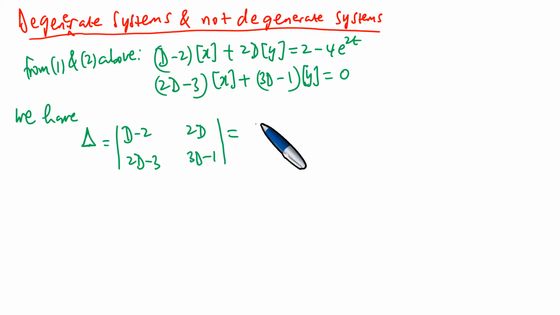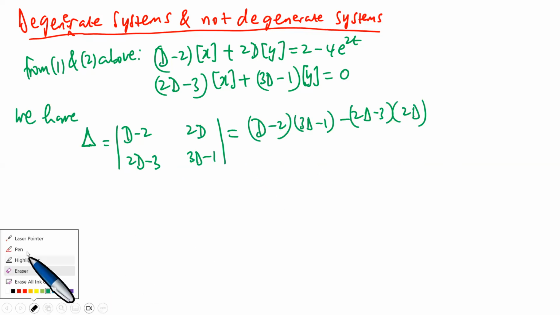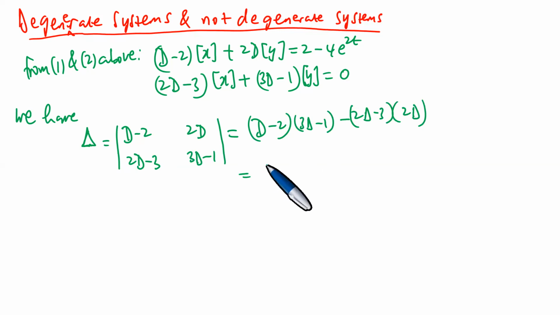Okay, let's find the determinant: D minus 2, 3D minus 1, minus twice D minus 3 into twice D. We use this even when we put into practice methods like Cramer's rule. We're going to use Cramer's rule very often when dealing with these kinds of problems, because with Cramer's rule we might need to solve for x only, or for y only, but we need to solve for both x and y in problems like this, generally.